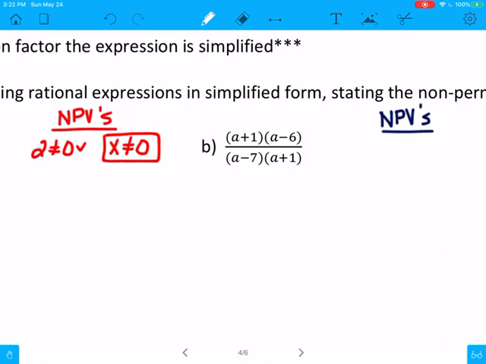So I have a minus 7 in brackets. So I'm going to say a minus 7 cannot equal 0. But I also have a plus 1 in brackets. So a plus 1 cannot equal 0. So I'm going to get 2 non-permissible values.